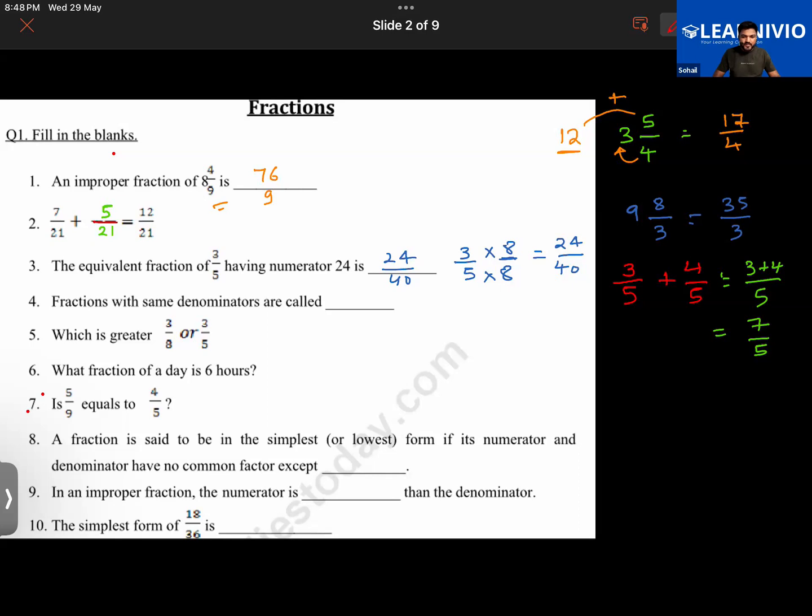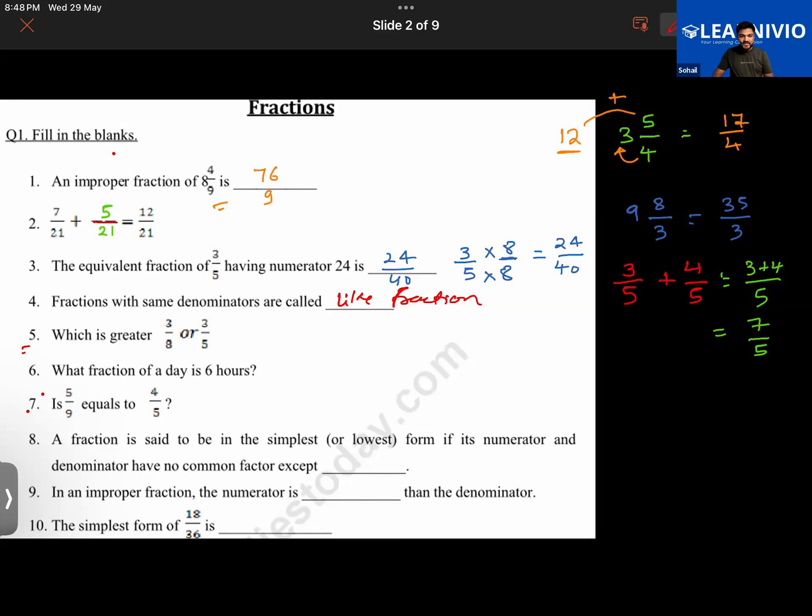Question number 4. Fractions with the same denominators are called equivalent. No. Same denominator, how can it be? Did we not learn about like fractions and unlike fractions? Oh, like fractions. Very good. Hope you are getting it.